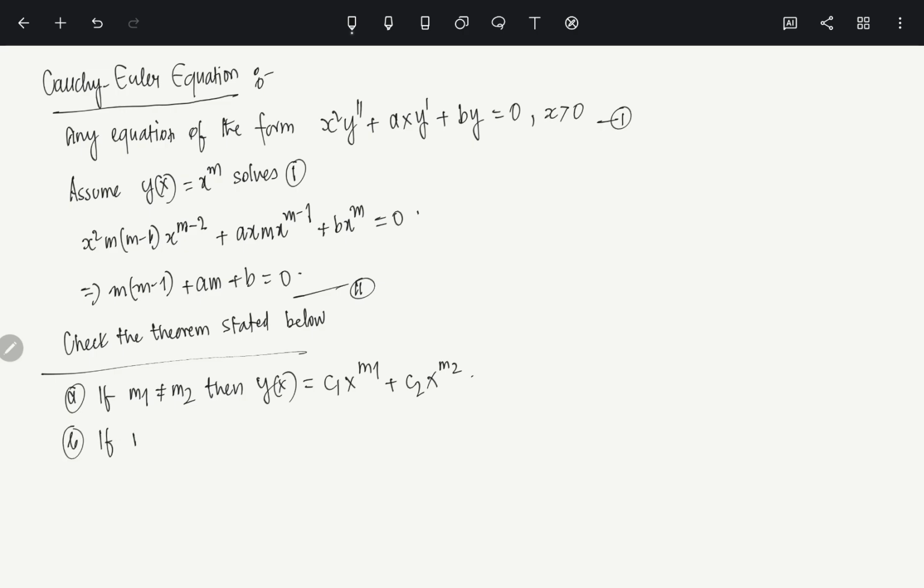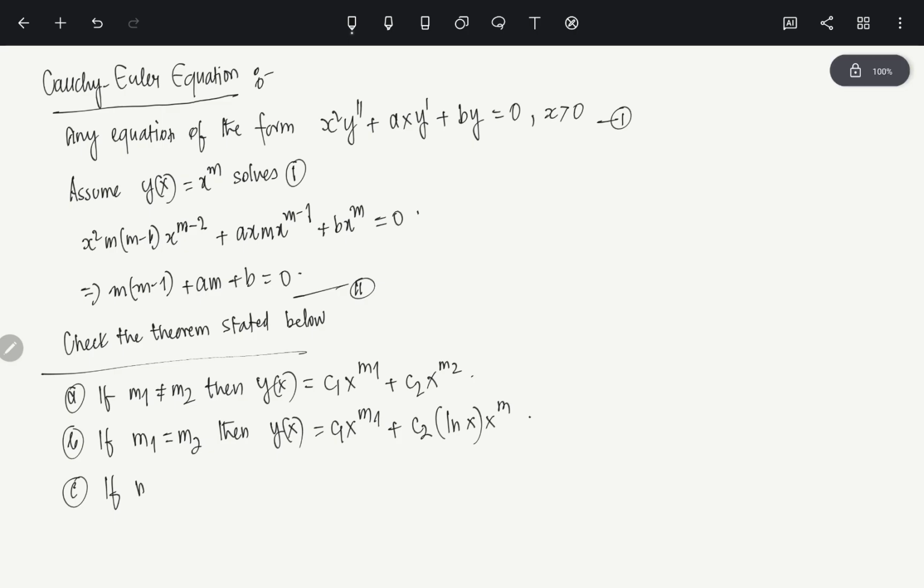Now if m1 equals m2, real and equal, then how does it look? y(x) will look like c1 times x power m1, of course, plus for the second one, in the earlier case we got just an x, here we are going to get log x times x power m. Clear?